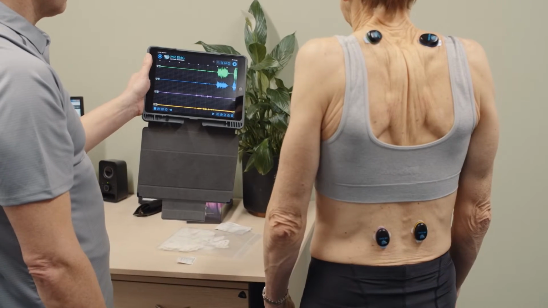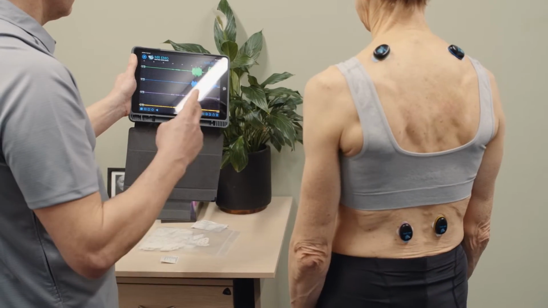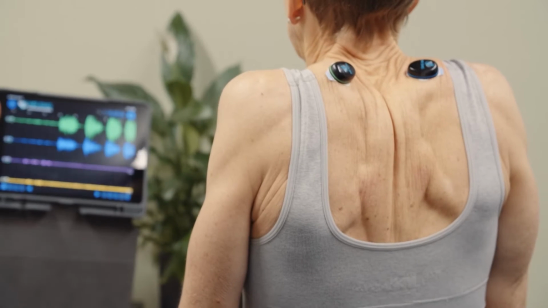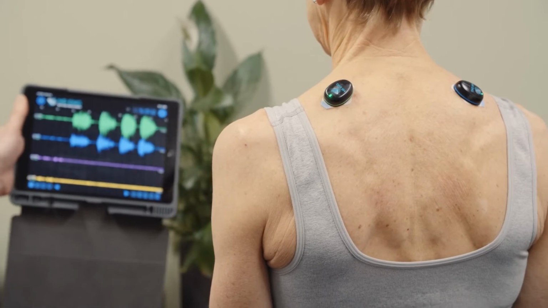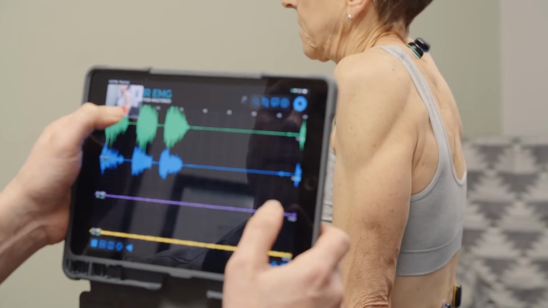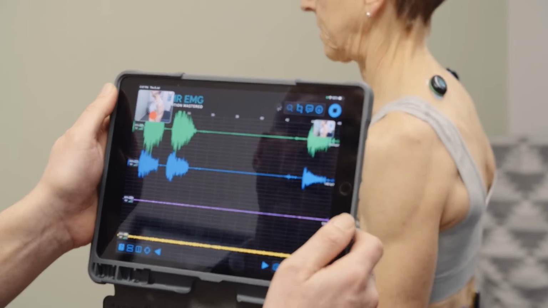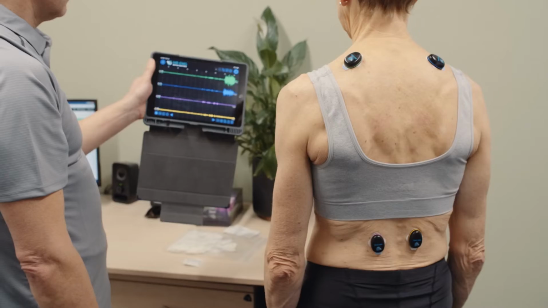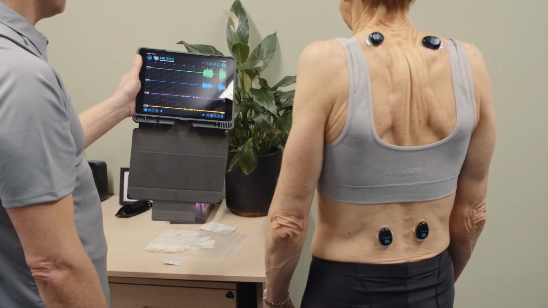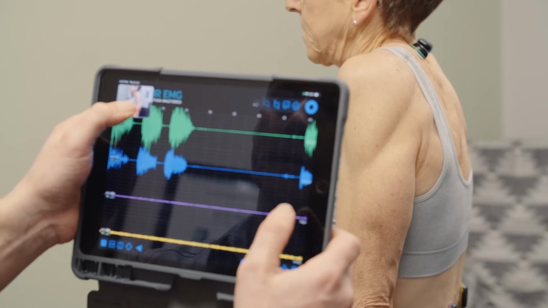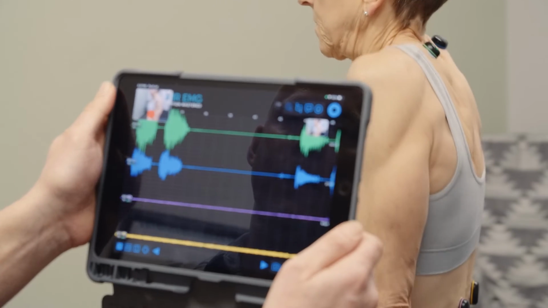Show your subject how to perform a maximal voluntary contraction of the upper trapezius by way of shoulder shrug using MR EMG biofeedback. Now record your subject performing 3 maximal voluntary contractions of the upper trapezius muscles simultaneously. Ensure you take a picture of each activity so you have an image to match your data.